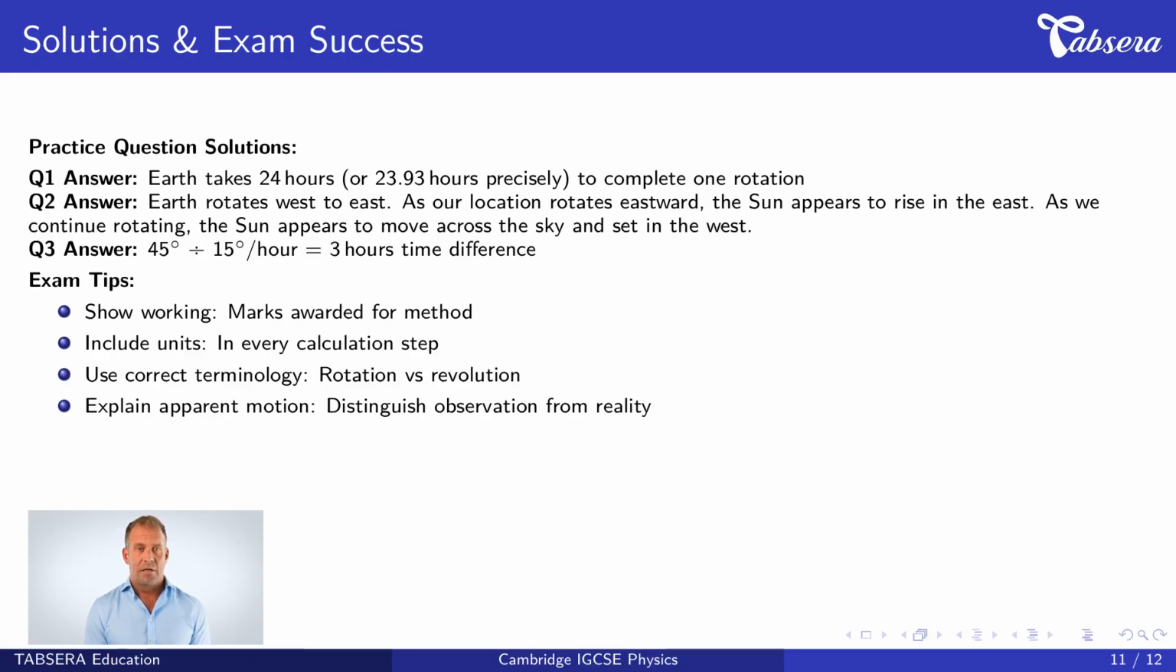Let's review the solutions. For question 1, the answer is Earth takes 24 hours, or more precisely 23.93 hours, to complete one rotation. This is the definition of a day. For question 2, we explain that Earth rotates from west to east. As our location rotates eastward, the sun appears to rise in the east because we are rotating into the sunlight. As we continue rotating, the sun appears to move across the sky and set in the west as we rotate away from the sunlight. For question 3, we calculate 45 degrees divided by 15 degrees per hour, giving 3 hours time difference.